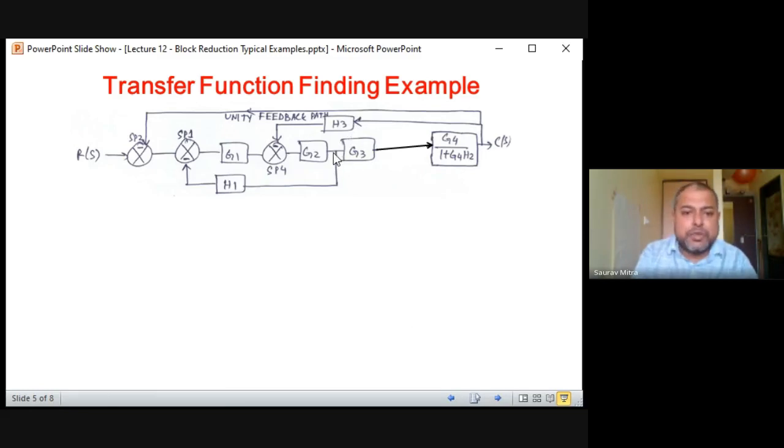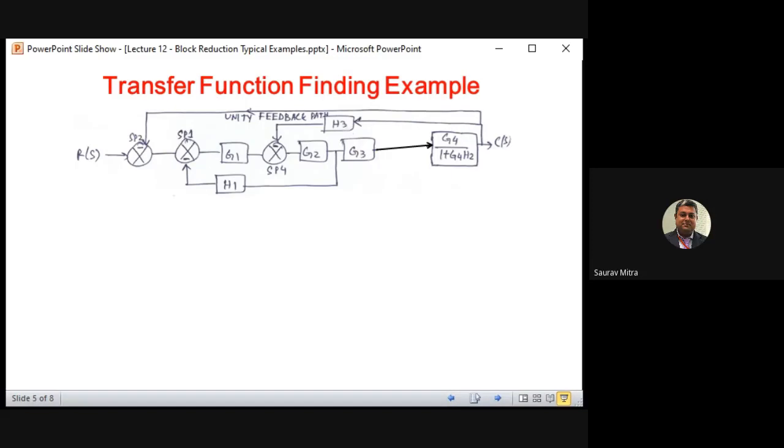What I'll do is I'll take this h1 point, this takeoff point, and shift it after g4 by 1 plus g4 h2 block. So you have to understand what the entanglement is, what the problem is: this point between G2 and G3 is not allowing me to solve for the loop above, that is the G3 feedback loop.